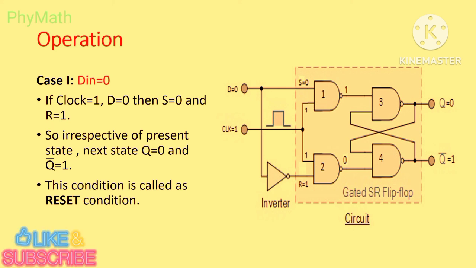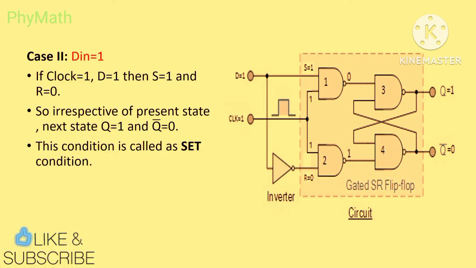Now let's take the second condition, when D in equals 1. Then S equals 1 and R equals 0. Now why R equals 0? Due to the inverter. Both inputs to the first NAND gate, NAND gate 1, are 1, so the output of the first NAND gate will be 0 and the output of the second NAND gate will be 1.